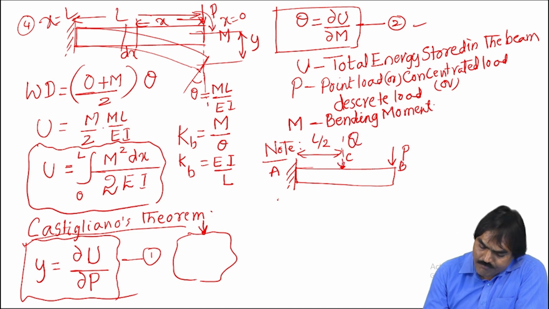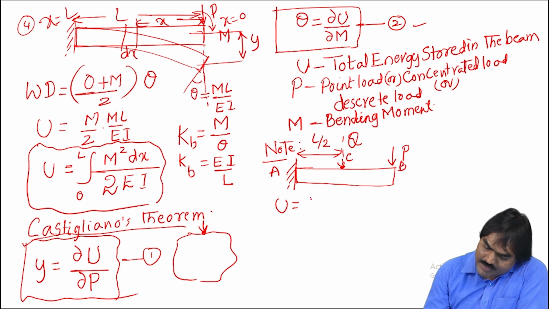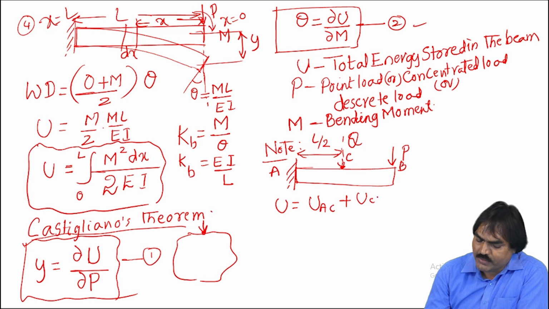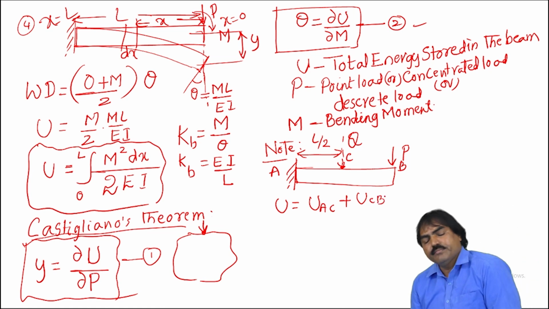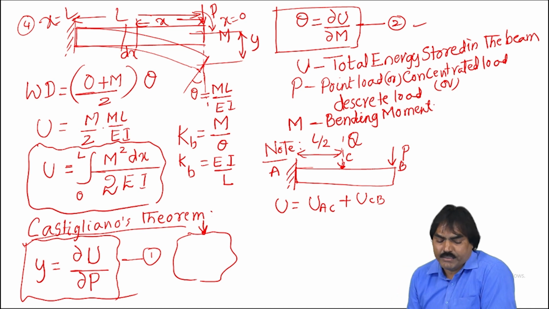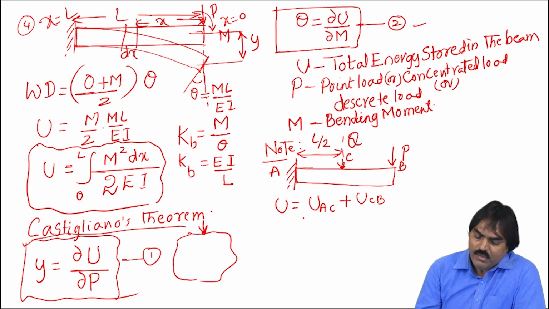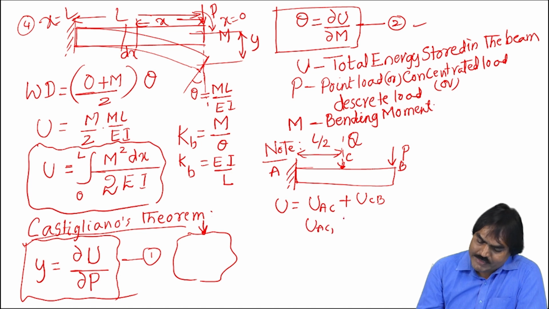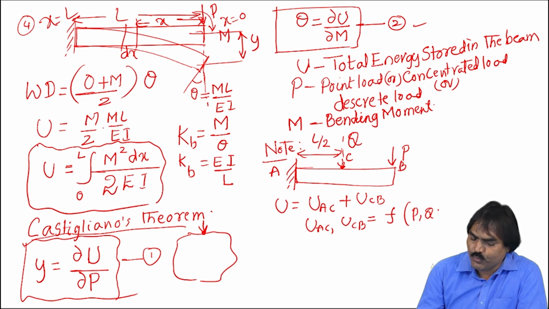Then find the energy. The total energy is the energy in the portion AC plus the energy in the portion CB. This is the total energy in the structure. These energies, UAC and UCB, are functions of P, Q and material property, that is EI, and L.